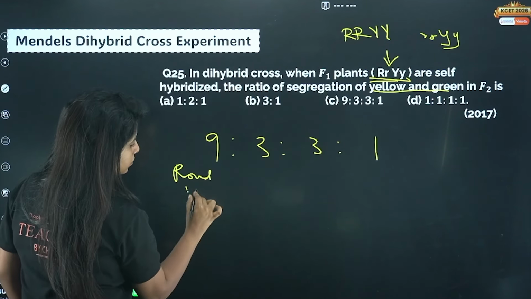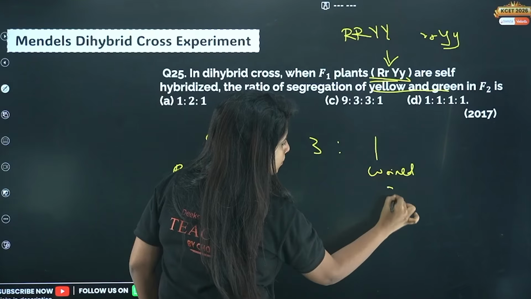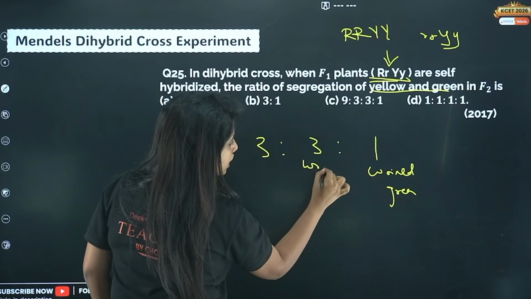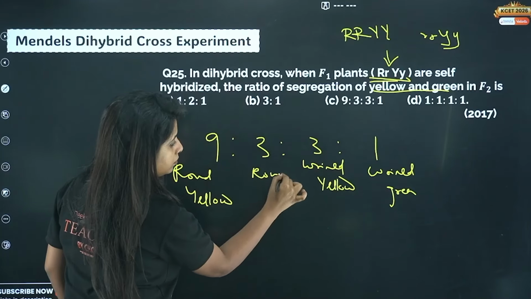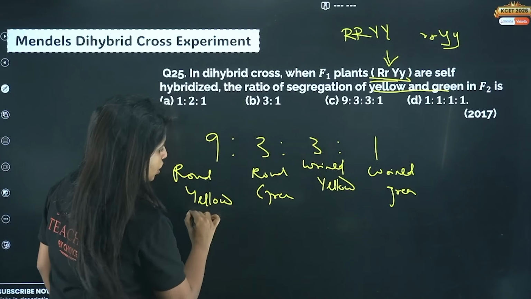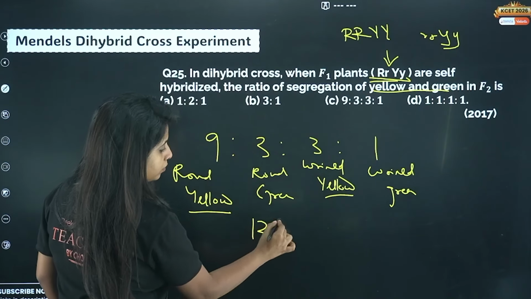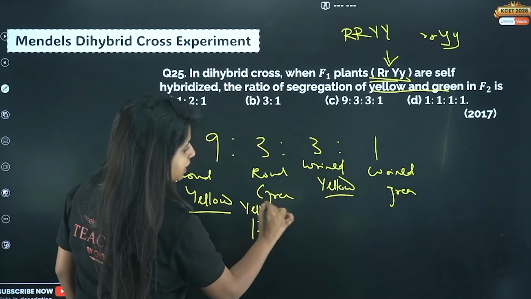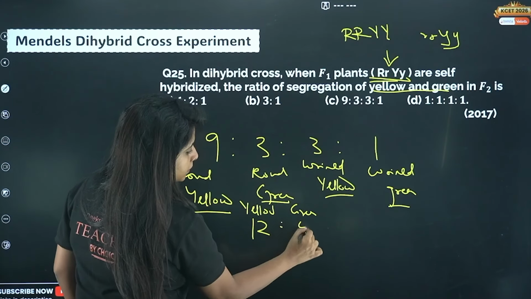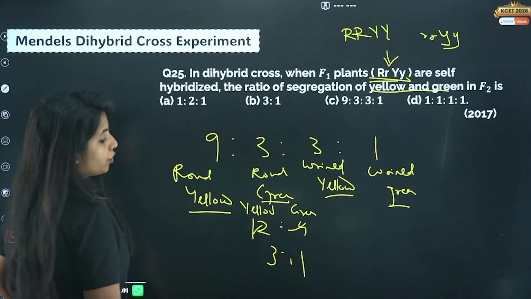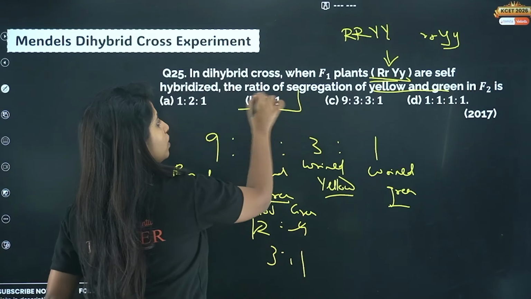Round and yellow, wrinkled and green, wrinkled and yellow, round and green. How many yellow are there? 9 plus 3 yellow, so 12 yellow. How many green are there? 3 plus 1, 4 green. So it will be what? 3:1. If you are asked the yellow and green ratio, yellow is 3 and green is 1. 3:1 will be your answer.